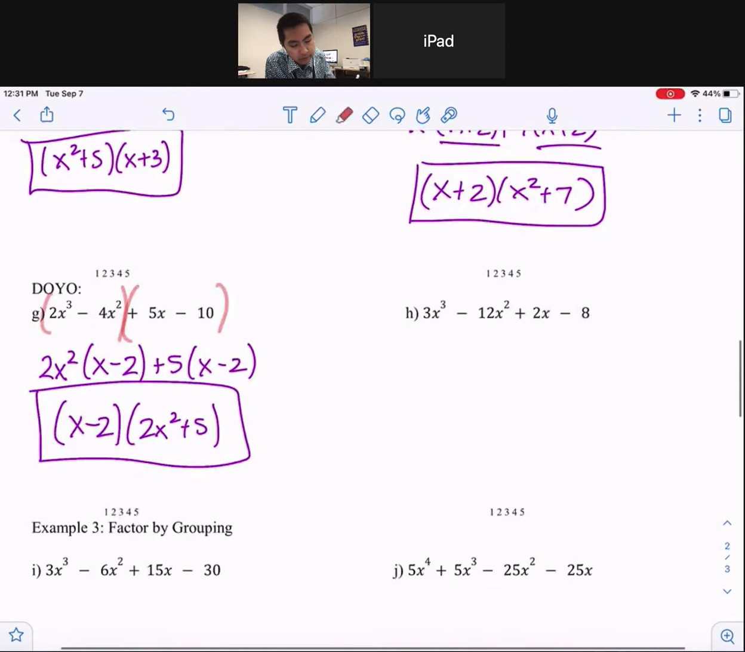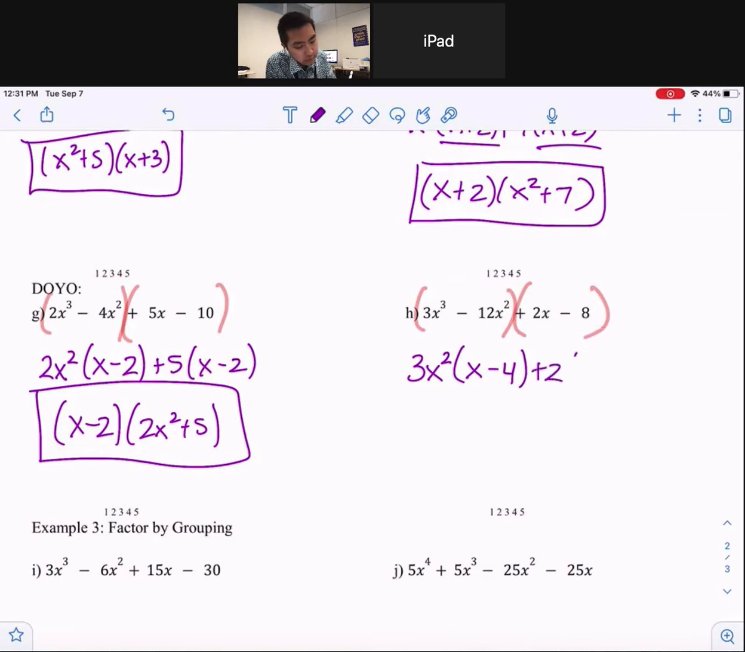H, can't factor out something from each number, so we're going to group. You can factor out a 3 from 3 and 12, and you can take away 2 x's. So we're going to get x minus 4, factor out a 2 from 2 and 8 to get plus 2, x minus 4. They both match, so we get x minus 4 times 3x squared plus 2.